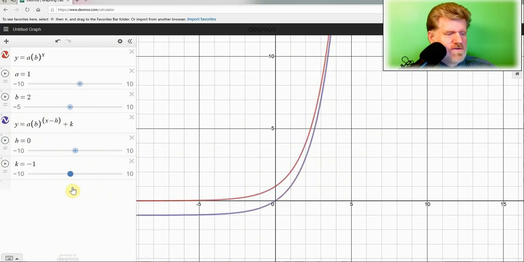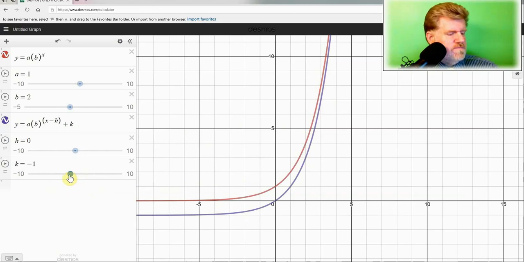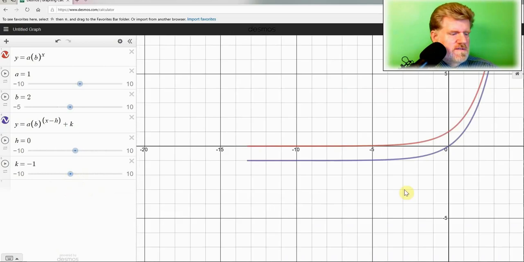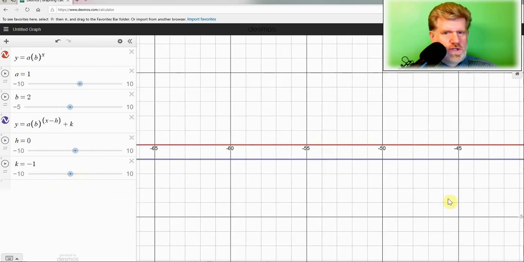So let's say we have a graph. Let's say the graph right now. See how it levels out at 0? We talked about that. It's never going to reach 0. It's going to get really, really close to 0. What happens if I move the whole thing down 1? Is it going to go past -1? It never, ever will go below -1.